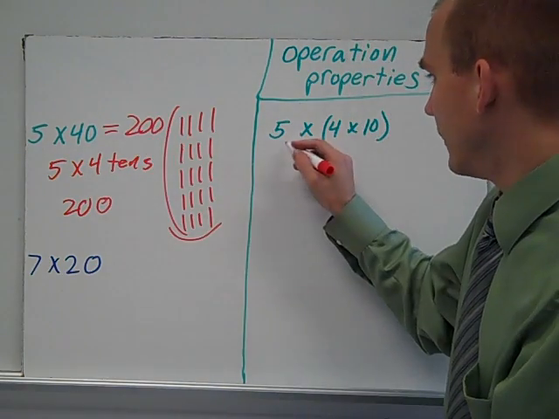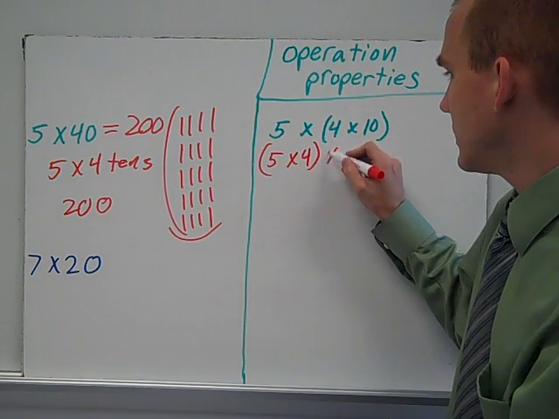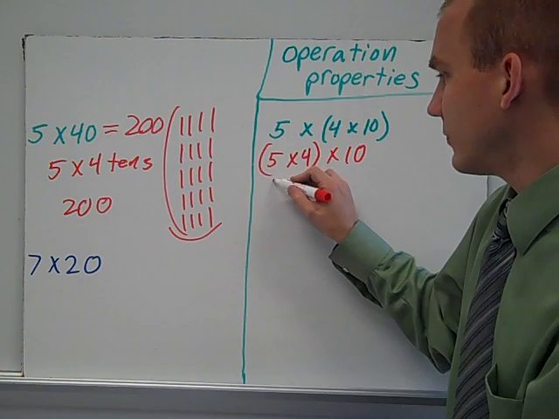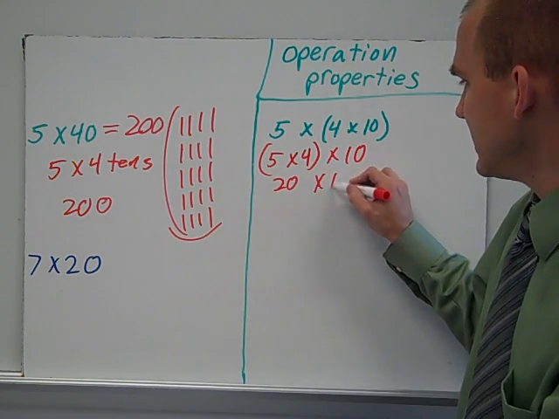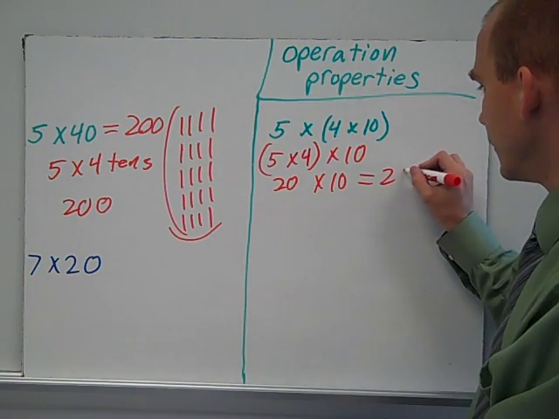Now over here, I'm going to regroup this. It's going to be 5 times 4 times 10. And then 5 times 4 is 20 times 10. And 20 times 10, you just put a 0 on the end of the 20. It's going to equal 200.